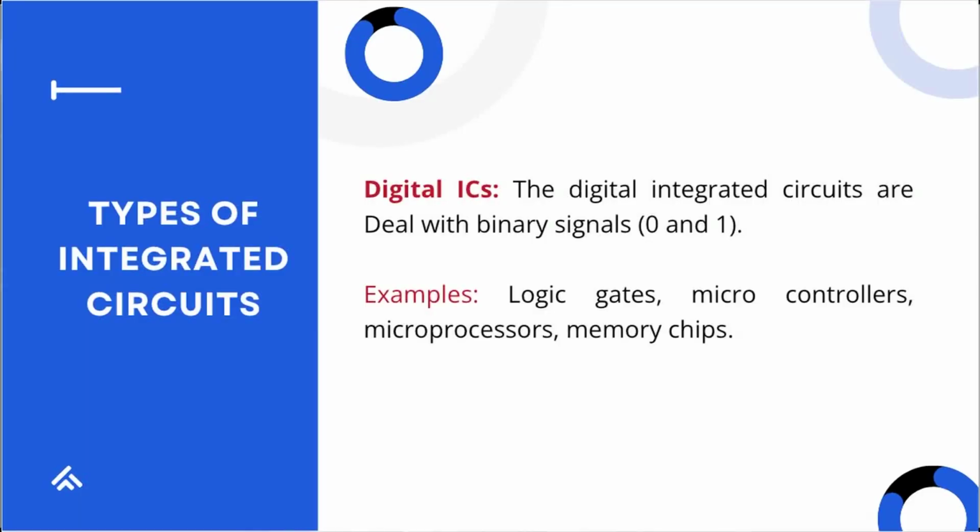Next, digital integrated ICs. Digital integrated ICs deal with binary signals, that is 0 and 1. Examples are logic gates, microcontrollers, microprocessors, memory chips, etc.